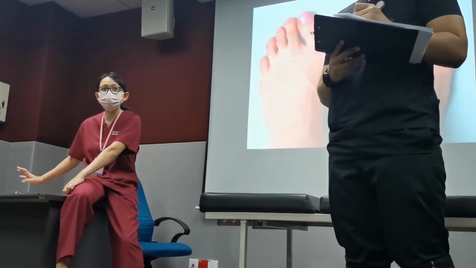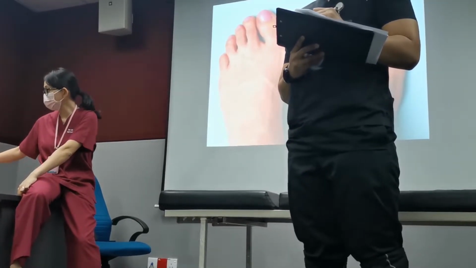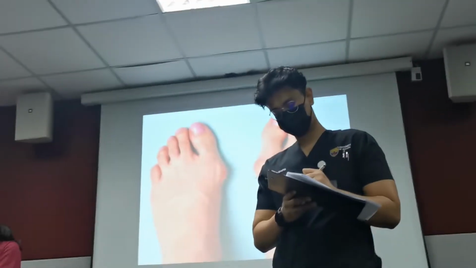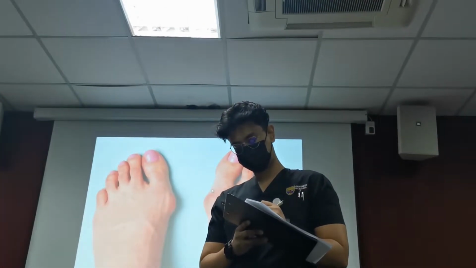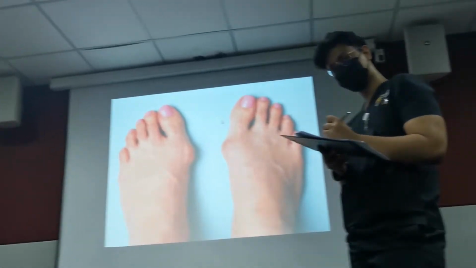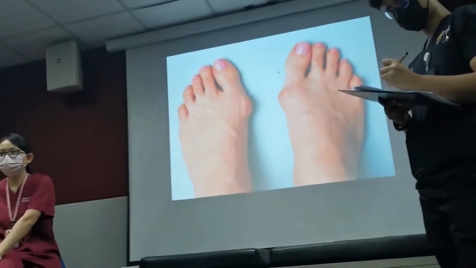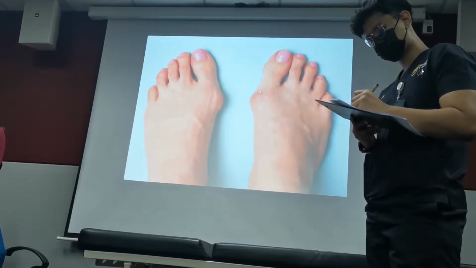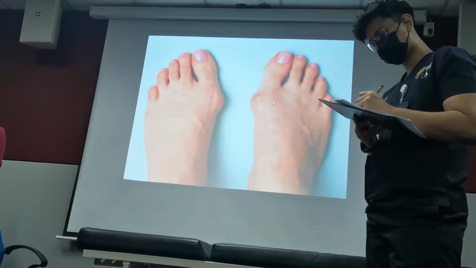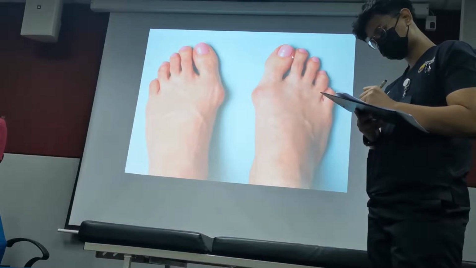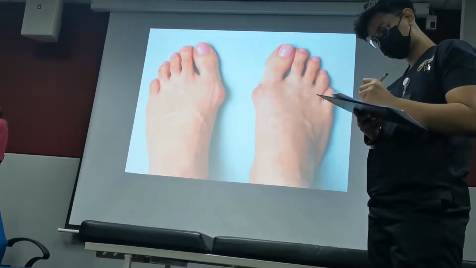Gout can also have something like this, and they can also have a swelling here. Do you know what's the name of that swelling? Anyone heard of a podagra before? So it's a specific podagra, a swelling over the first metatarsophalangeal joint in gout. The toe generally is usually straight though.